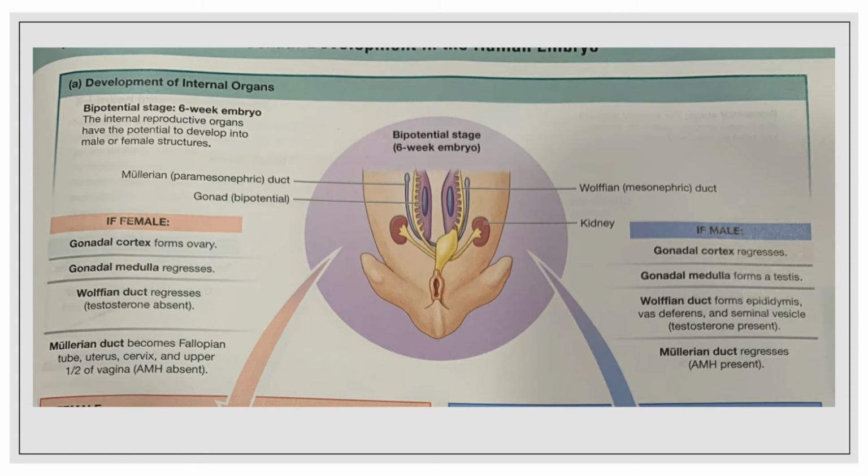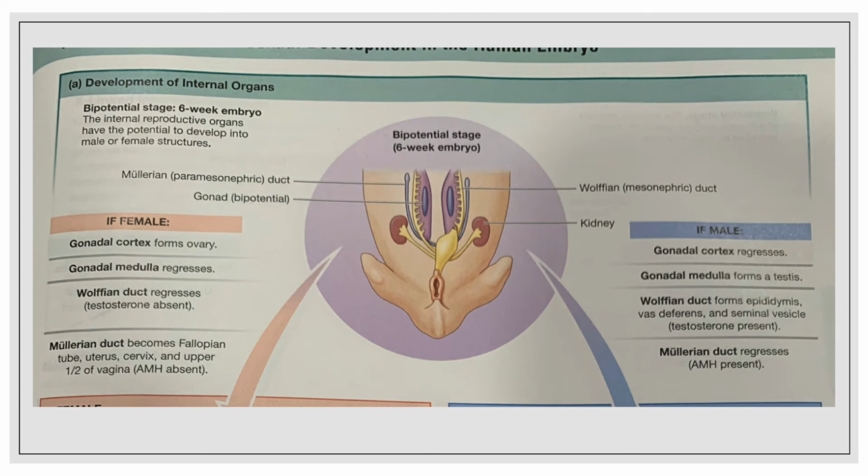So if the embryo is female, there will be no anti-Mullerian hormone present. So the Wolffian duct will be the one that regresses, and the Mullerian duct will then become the fallopian tube, uterus, cervix, and the upper portion of the vagina. The gonadal cortex will proceed to become the ovary, and the gonadal medulla will be the one that regresses.